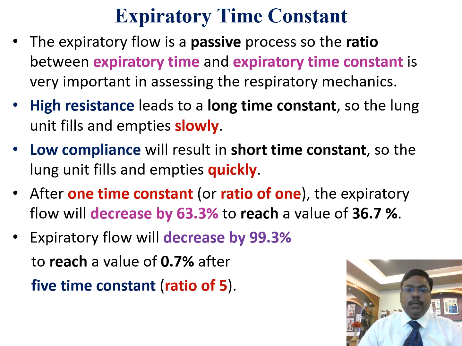After one time constant or ratio of 1, the expiratory flow will decrease by 63.3% to reach a value of 36.7%. The expiratory flow will decrease by 99.3% to reach a value of 0.7% after 5 time constants. So a ratio of 5, or 5 time constants, is required for adequate exhalation.